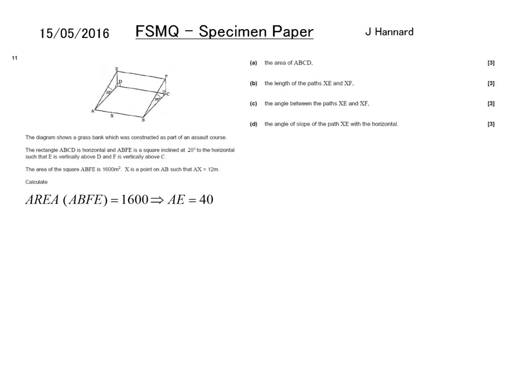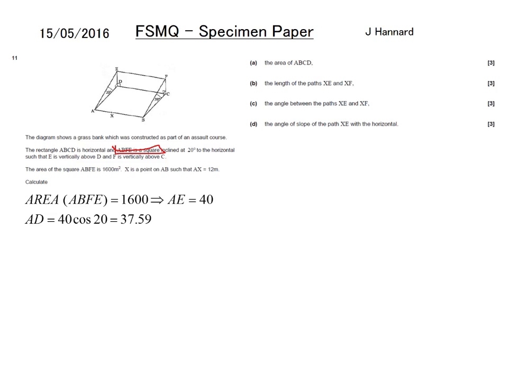Well, if the area ABFE is 1600, then AE must be 40 because we're told that that is a square. Therefore, its length must equal its width, and them two times together must equal 1600, which is the square root of 1600, which is 40.